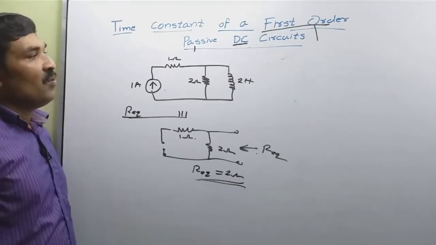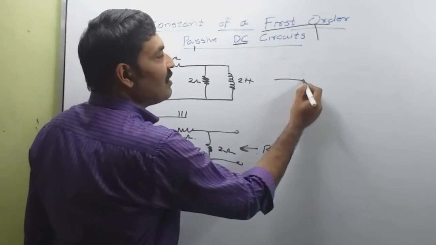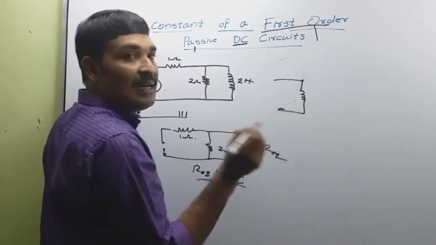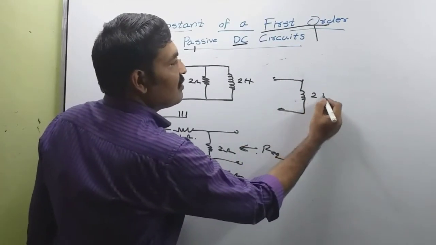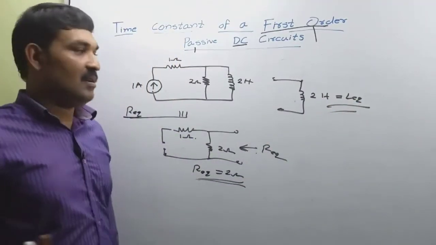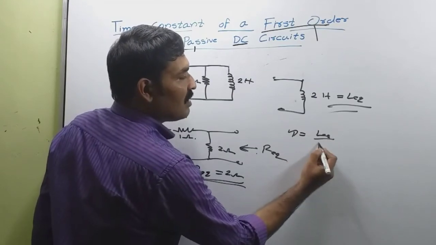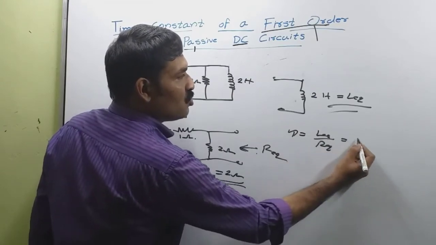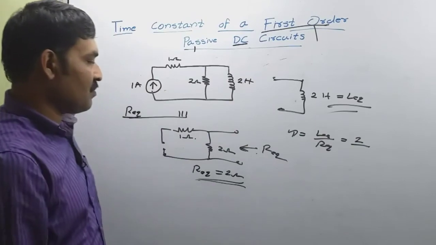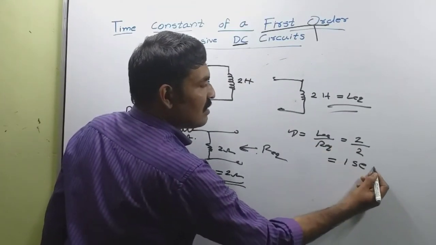Now, we have only one inductance. So for the value of L equivalent, it is equal to 2 Henry. And the time constant tau is equal to L equivalent by R equivalent, that is equal to 2 divided by 2, that is equal to 1 second.